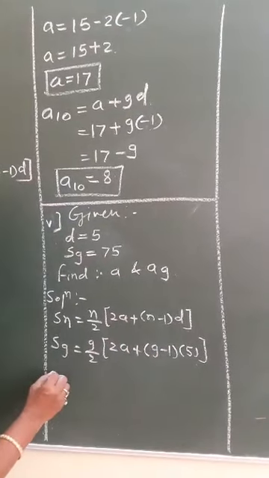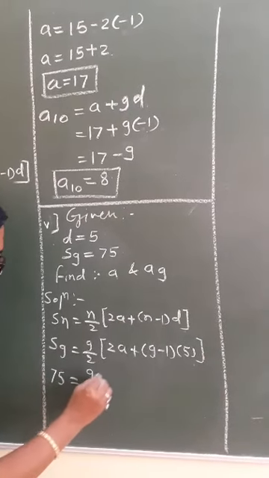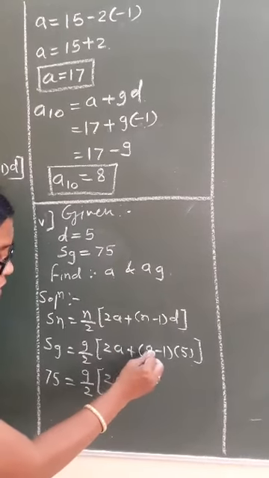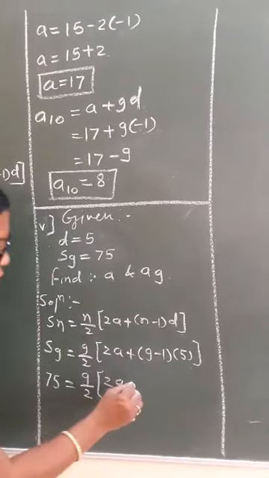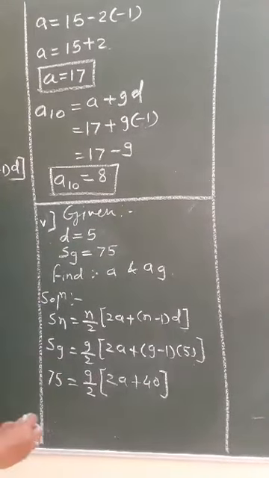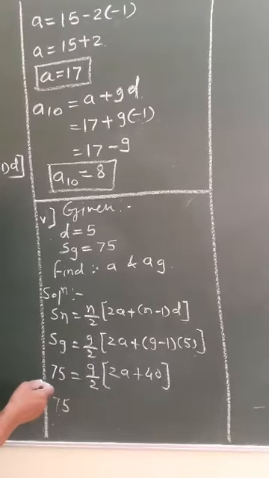5. So S9 is nothing but 75, which is equal to 9 by 2. You keep it as it is. Here we will get 2A as it is. 9 minus 1 is 8. 8 fives are 40. Now what we have to do here, 75 is not divisible by this 9 by 2, so if we will shift.